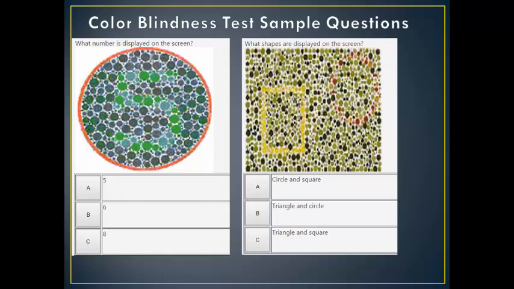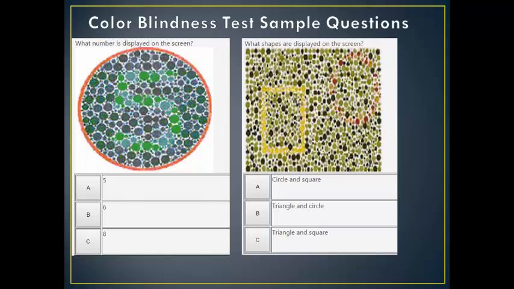And then I'm showing you some samples for the color blindness test. Here you can see the first one: what number is displayed on the screen? If you are not colorblind, you should answer 5. But if you are colorblind, your answer might be different. Then for the second question: what shapes are displayed on the screen? If you are not colorblind and you can easily understand what is inside the picture, then the answer should be that it has a triangle. It doesn't have any triangle.